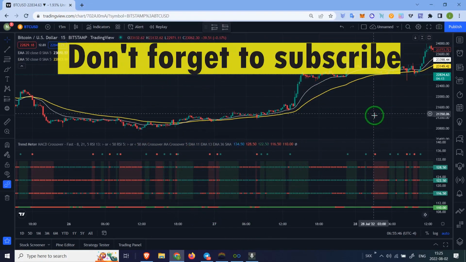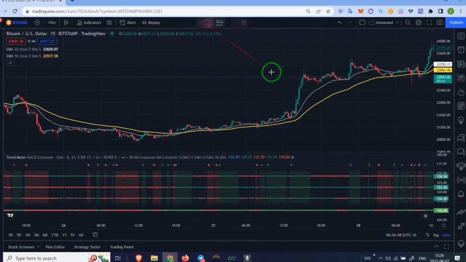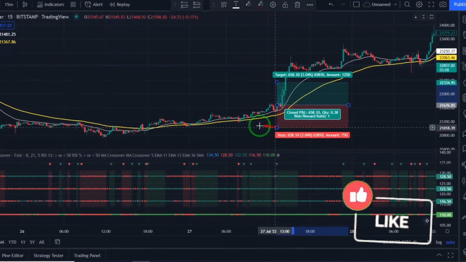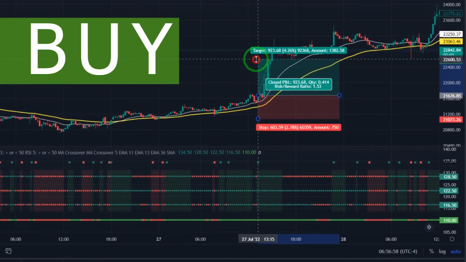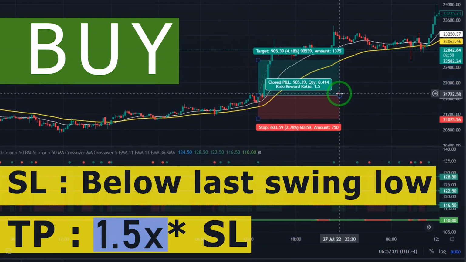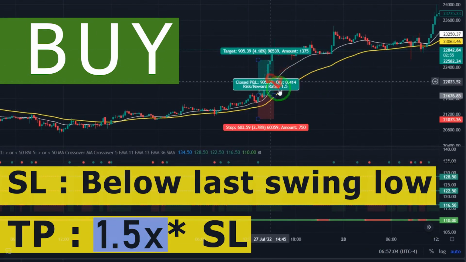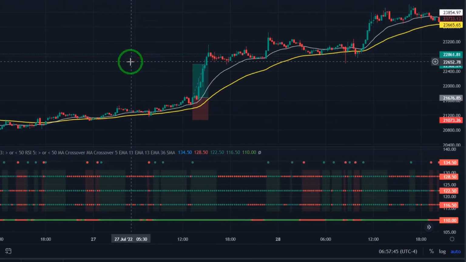But now it's time to tell you how to set the take profit and the stop loss. After the conditions for entering the trade are met, we enter the trade with the closing of the candle. We put the stop loss below the previous swing and set the take profit 1.5 times the stop loss. As you can see, the trade is closed with profit.